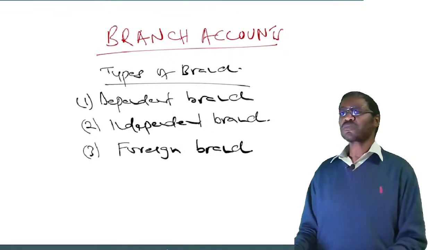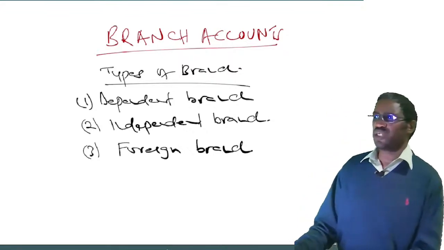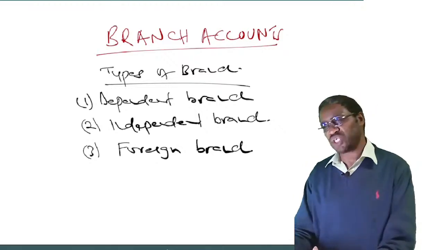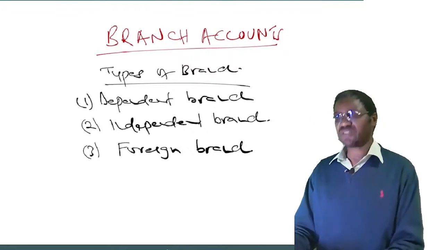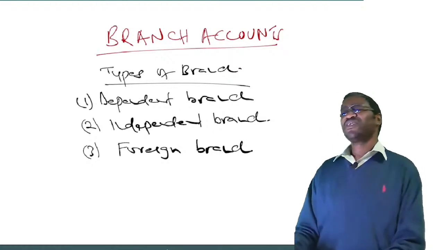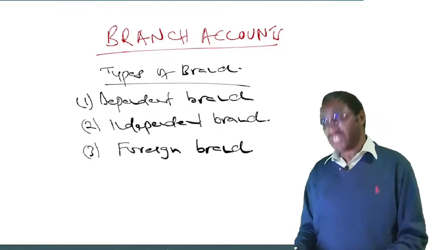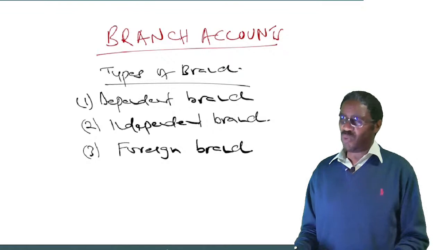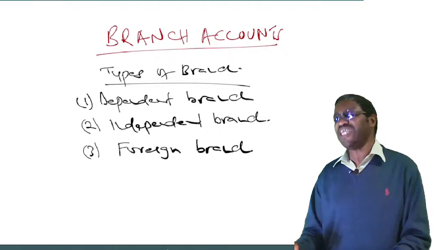Now listen. Before your syllabus was revised, that was last year, 2021, we used to teach all the three types of branch at financial reporting level. But after 2021, once your syllabus was revised, we are now required to teach only independent branch.